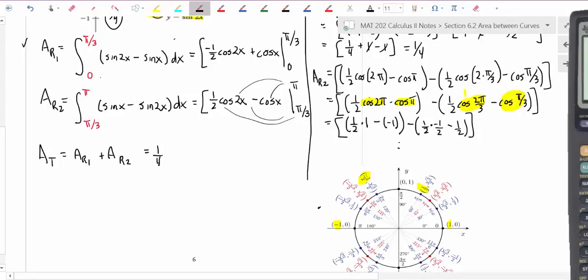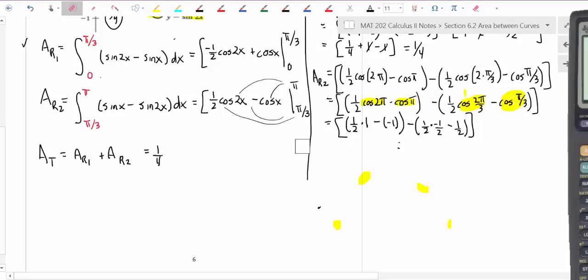Okay, just kind of double checking. Cosine 2 pi is right. Cosine of pi is negative 1. Cosine 2 pi over 3 is negative 1/2. Cosine of pi over 3 is 1/2. So you have to take your time on these problems and double check things so that you're not making any mistakes, because it's easy to make them.